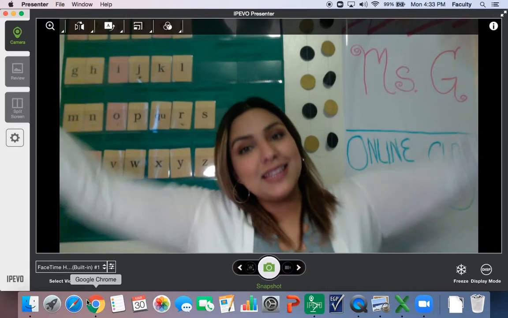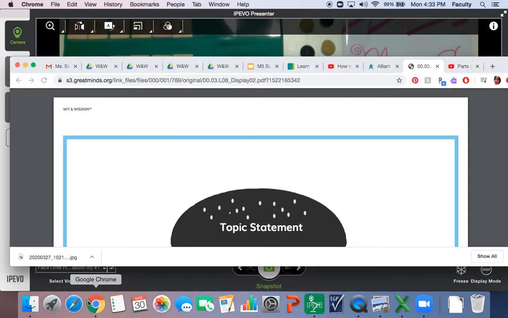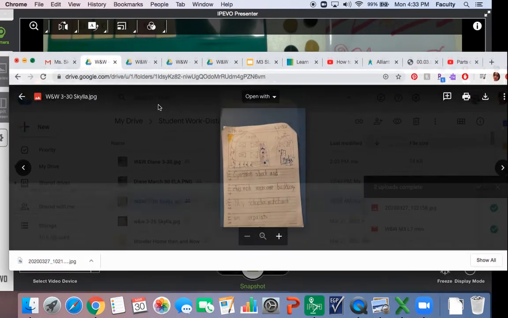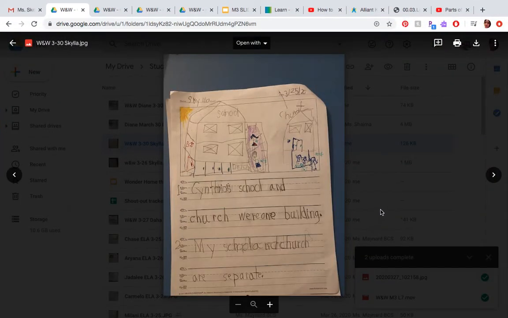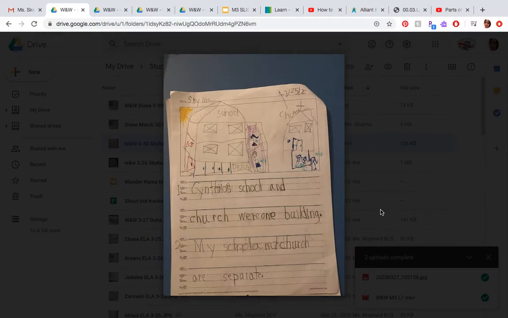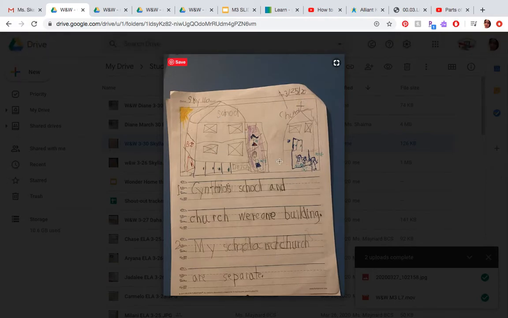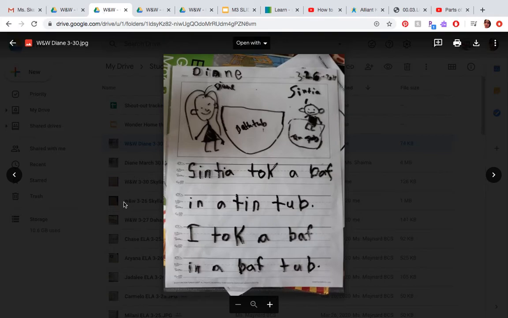So, last but not least, shout outs. Let's do our shout outs really quick. So, remember we were writing about Cynthia and us. So, our first shout out of this week or today, Monday or Tuesday, Tuesday is Skyla. Skyla wrote about Cynthia's school and church in one building. And now we have separate. And look at this drawing. What a great drawing. Look at the details. Look at all the labels. Great job, Skyla.